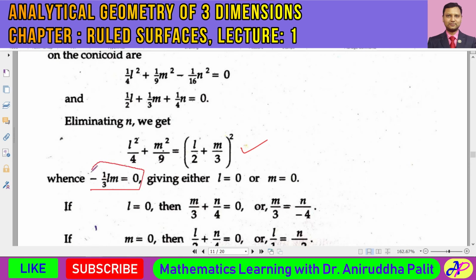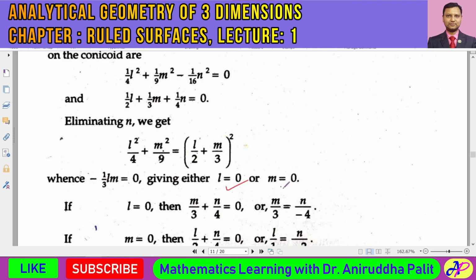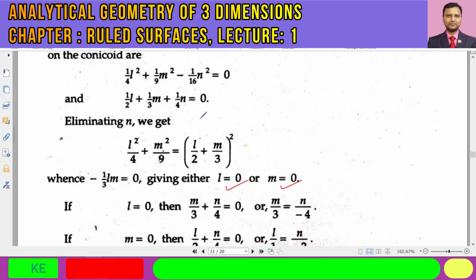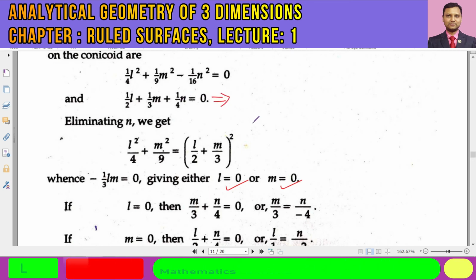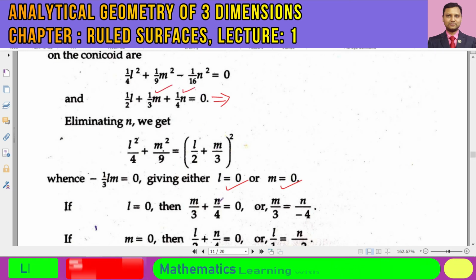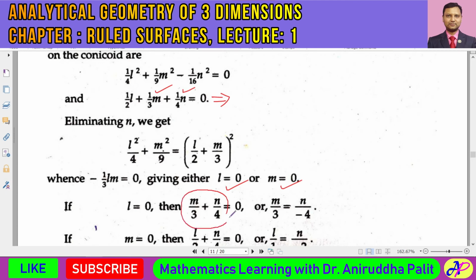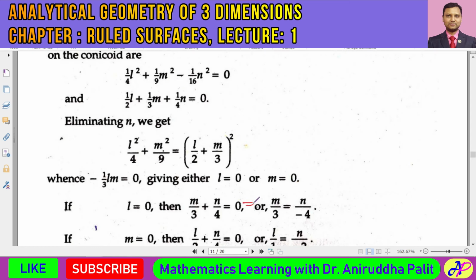This 1 by 3 Lm is equal to 0, and it gives two results: either L is equal to 0 or M is equal to 0. So if we put L is equal to 0 over here, then we get M by 3 plus N by 4 is equal to 0. From this result, you can check that M divided by 3 is equal to N divided by minus 4. So if L is equal to 0, then we get this type of relation.